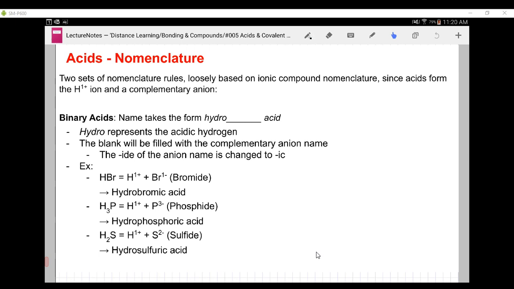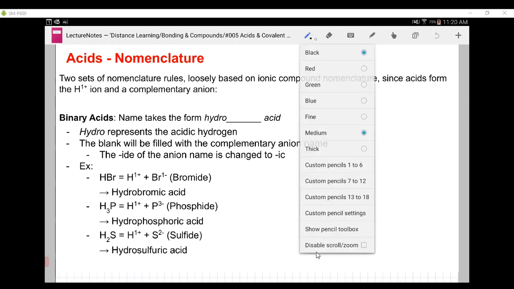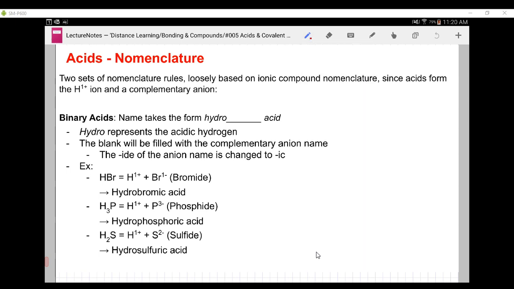So for example here, we have hydrogen and bromine. Now, when we had ionic compounds, Br1-, we called that bromide. But because this is an acid, we use hydro to represent that initial hydrogen. And then instead of bromide, it ends in bromic. We change the ending from IDE to IC for binary compounds.